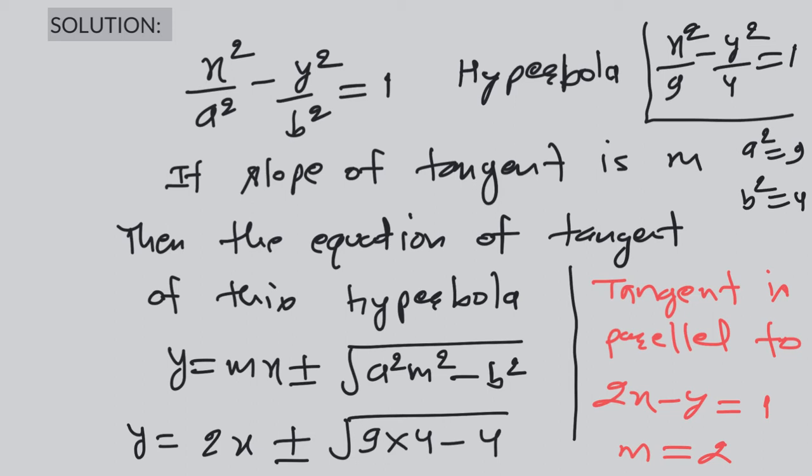Okay, y equals 2x plus or minus 4 root 2. We have got the equation of the tangent here. The tangent is parallel to this line, and the simplification of the tangent is here. The tangent of the hyperbola is y equals 2x.